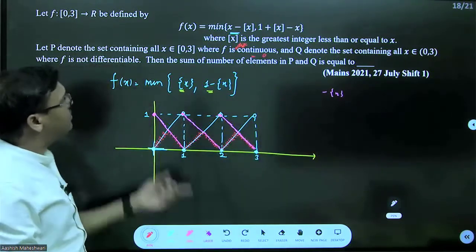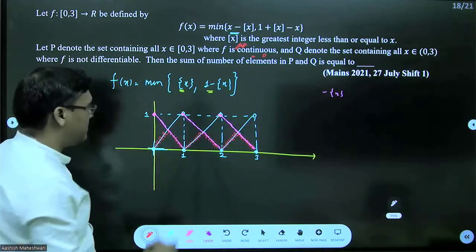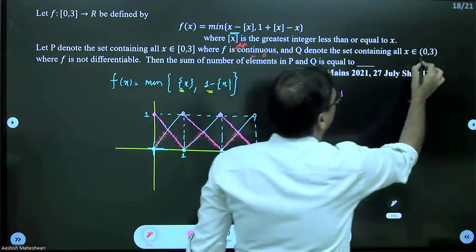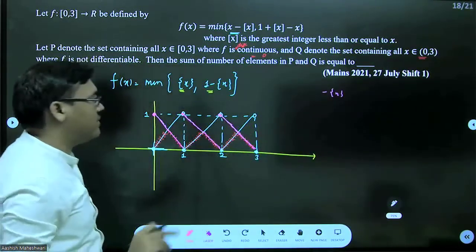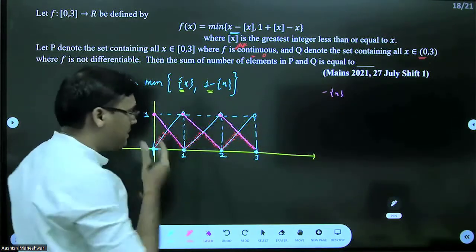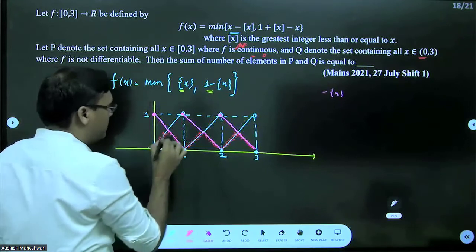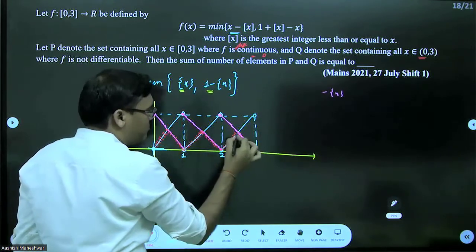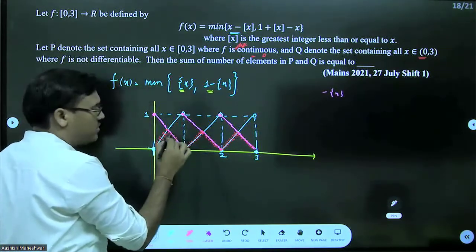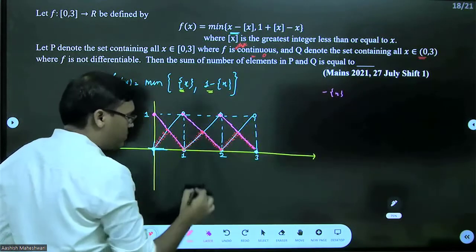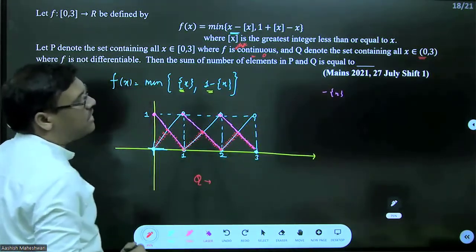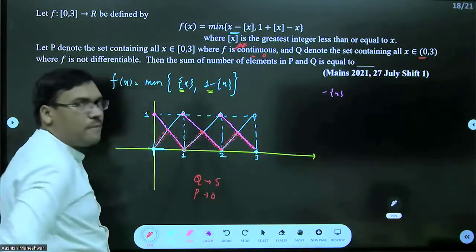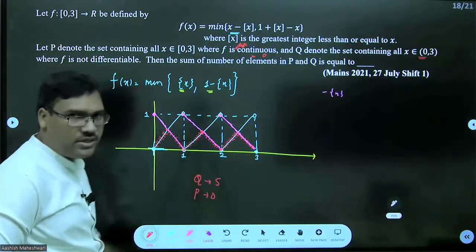Now what are the points of non-differentiability? That is important. Q denotes all the points in the open interval 0 to 3, so you have to check non-differentiability on the open interval 0 to 3. Now just observe: this is one point of non-differentiability, this is another, similarly this. Why are these non-differentiable points? Because these are sharp corners, 1, 2, 3, 4 and 5. So the number of non-differentiable points is equal to 5, and the number of discontinuous points is equal to 0. You can clearly see there is no discontinuity.